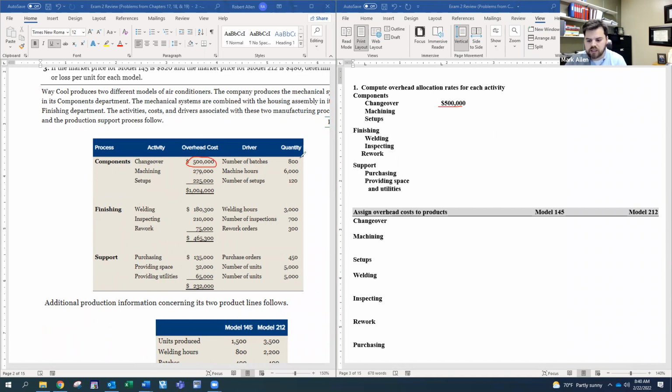And of course, in this case, that is allocated by the number of batches. So we have 800 total batches. We'll divide that by 800 batches, and that will come out to be $625 per batch. I'm just going to kick that way over to the side just so we can keep all of our totals nice and clean in one line. It'll make it a little bit easier for us as we get down into the next part if we have our work really well organized.